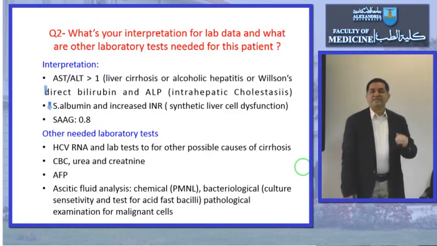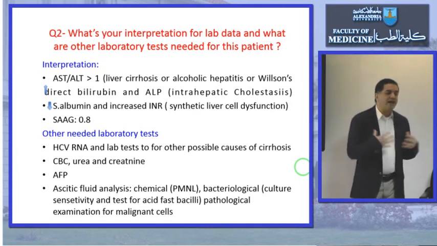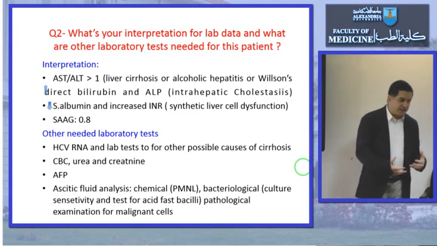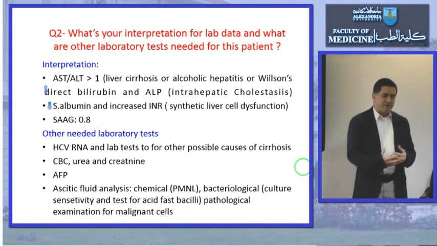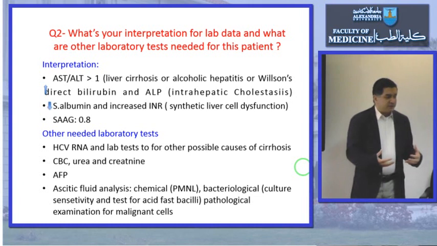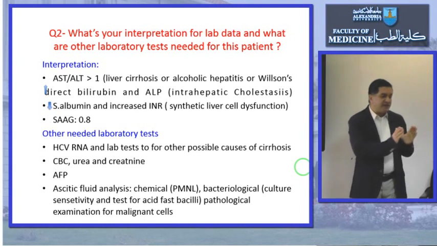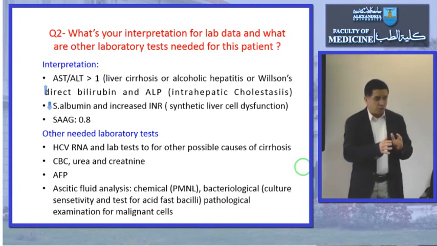Now we came to the second question in our case scenario. What is your interpretation for laboratory data, and what are other laboratory tests needed for this patient? First, we have to interpret what are the findings here. Number one, AST, ALT, both are elevated. However, the AST-ALT ratio is more than 1.